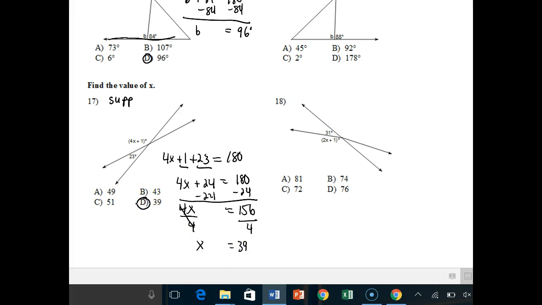So that's not 39 degrees, but if you want to actually find the measurement of that obtuse angle, you plug 39 into 4x plus 1 to get that measure.